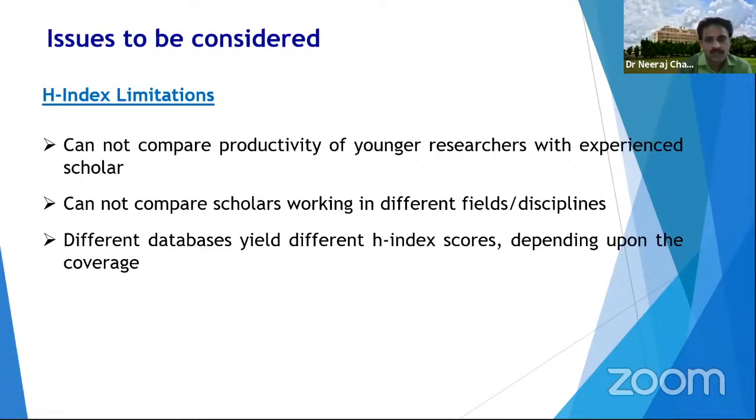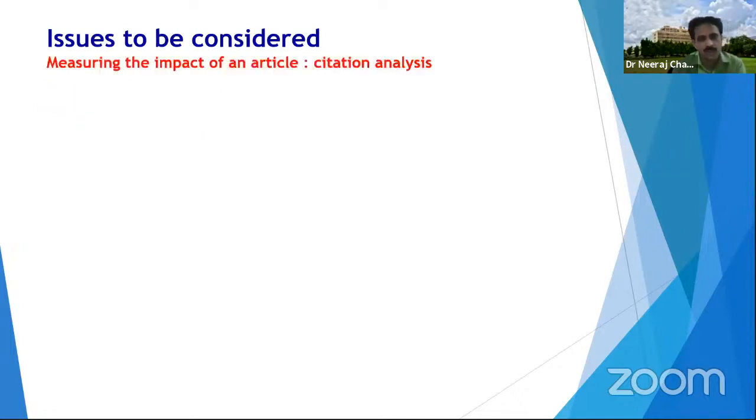If we talk about the H-index, what is the limitation? The H-index limitation is you cannot compare the productivity of a younger research scholar with experienced research scholars. I've already discussed this. You cannot compare scholars working in different disciplines or different fields. This is also one of the limitations of H-index. Different databases have a different kind of H-index or H-score. It depends on the coverage. If you talk about Web of Science, it will have one, and Scopus will have a different one.